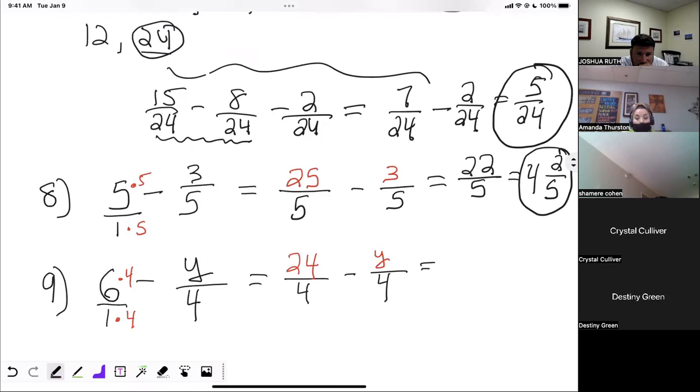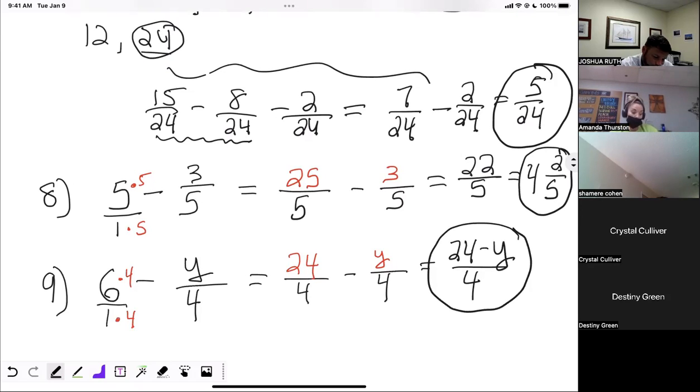Now, how do you write the answer when you don't have things to combine? They're not like terms, right? So think about non-like terms. How do you write the answer? Well, we can't add them. It just stays 24 minus y, over 4. Just like that. You can't do anything. You can't simplify it. You're done.